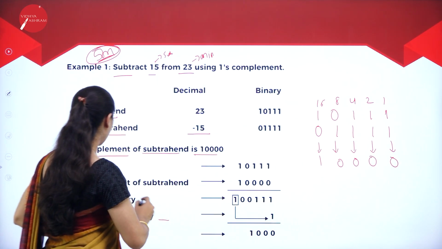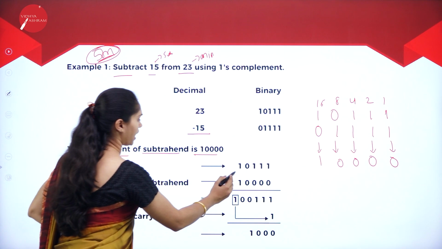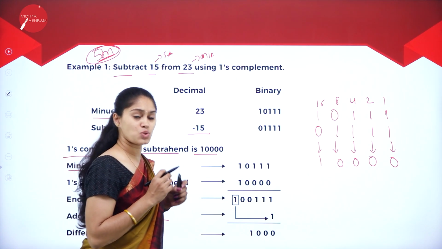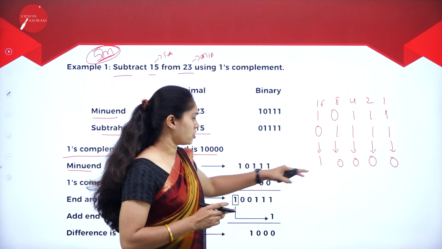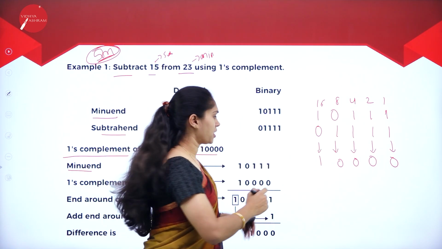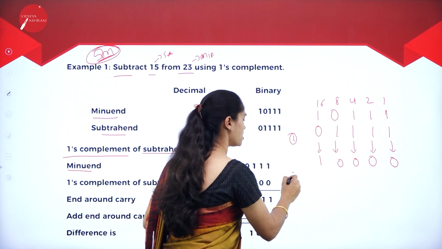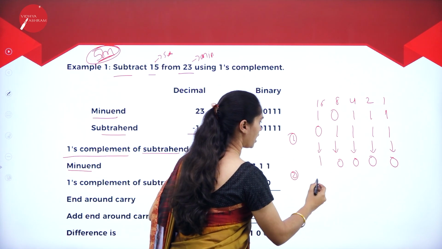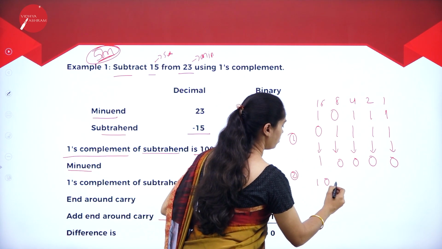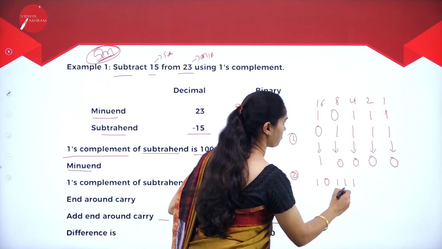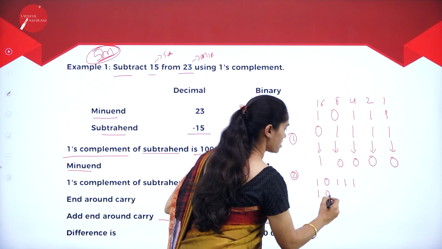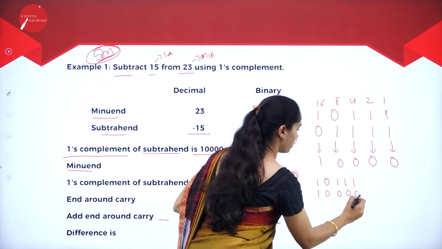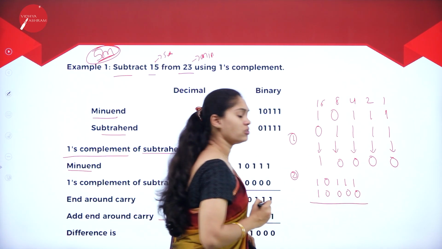Then in step 2, we have to add this 1's complemented subtrahend with the minuend. So this is the 1's complement value, this is step 1. In step 2, I am going to write the minuend value, that is 1, 0, 1, 1, 1, and this 1's complemented subtrahend is 1, 0, 0, 0, 0. So now I have to add.